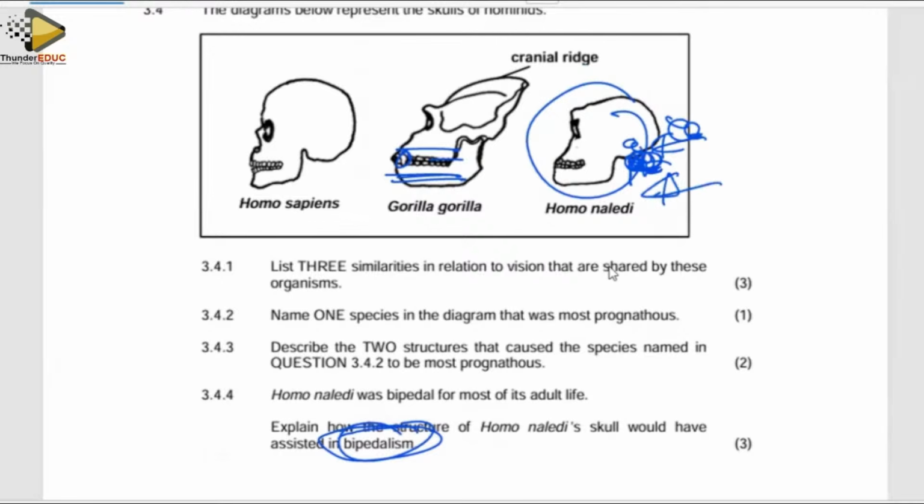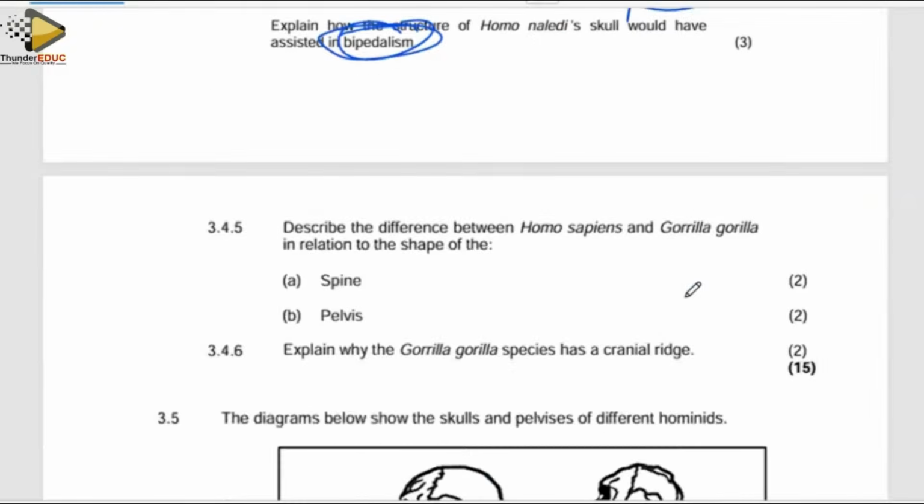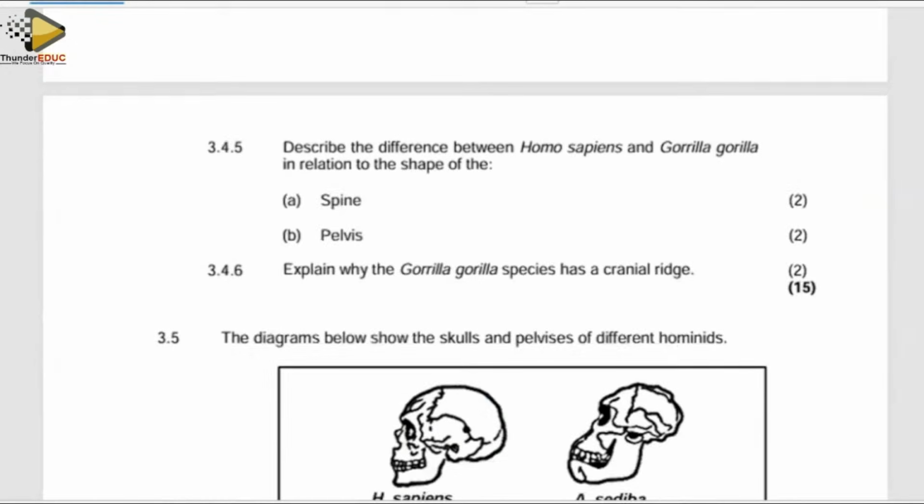If it is in a more forward position, you must use the words more forward position. If you don't use the word more, then your answer is going to be wrong. So the foramen magnum is in a more forward position to allow the spine to connect vertically so that you are able to support the skull in the what? In the space.